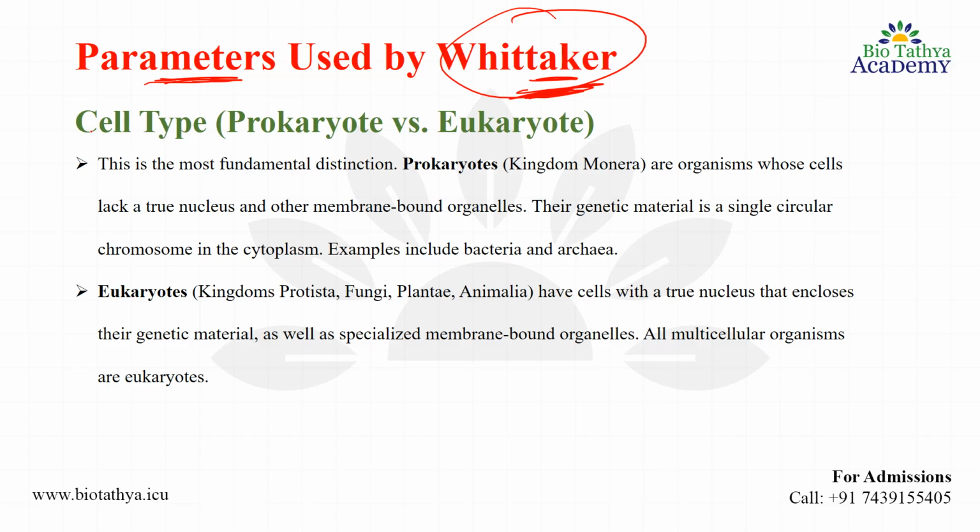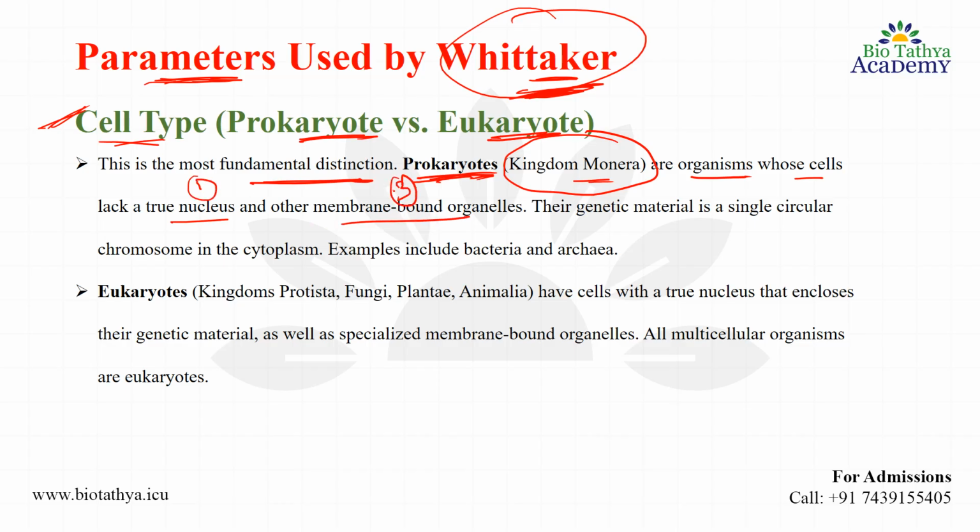The first parameter that Whittaker used was the cell type. Cell type was that either it would be prokaryote or it would be eukaryote. This is the most fundamental distinction that Whittaker made. He placed prokaryotes into the kingdom Monera. These are organisms whose cells lack a true nucleus. This is the first one. And other membrane bound organelles. This is the second one.